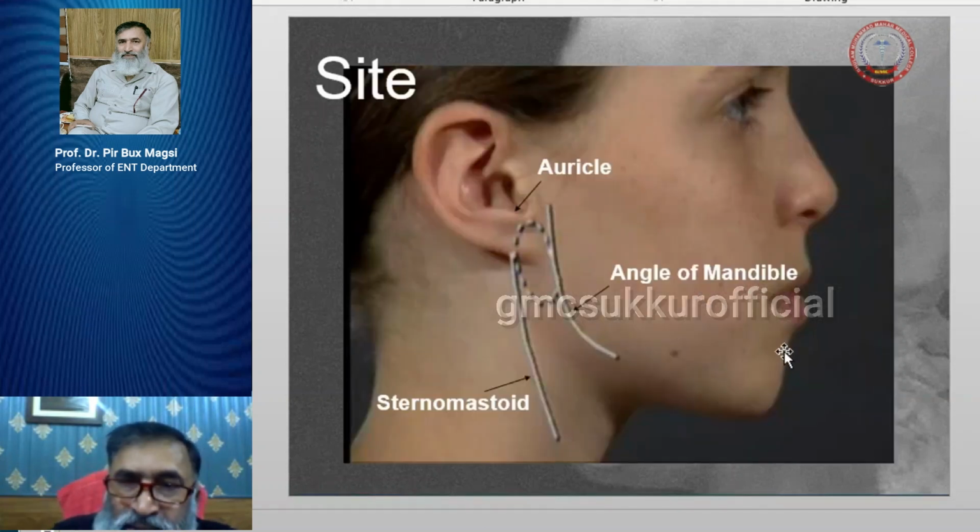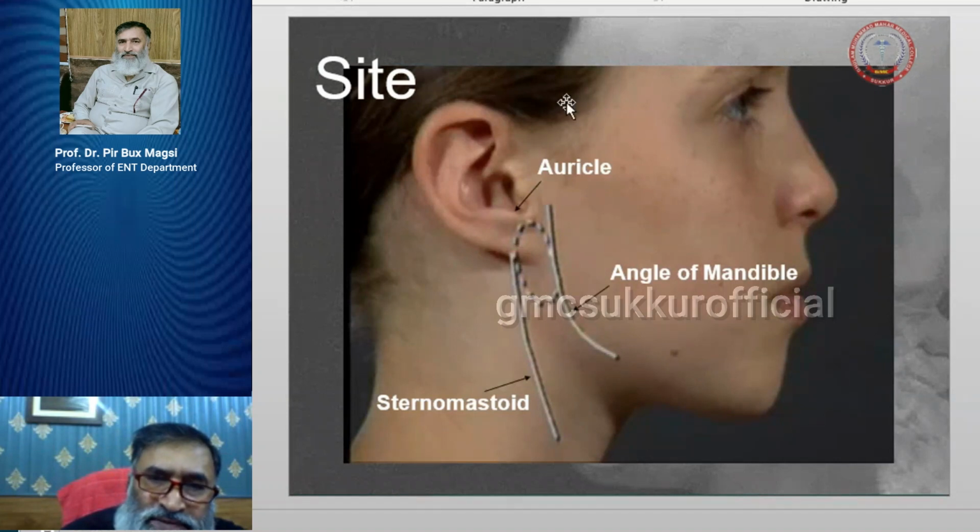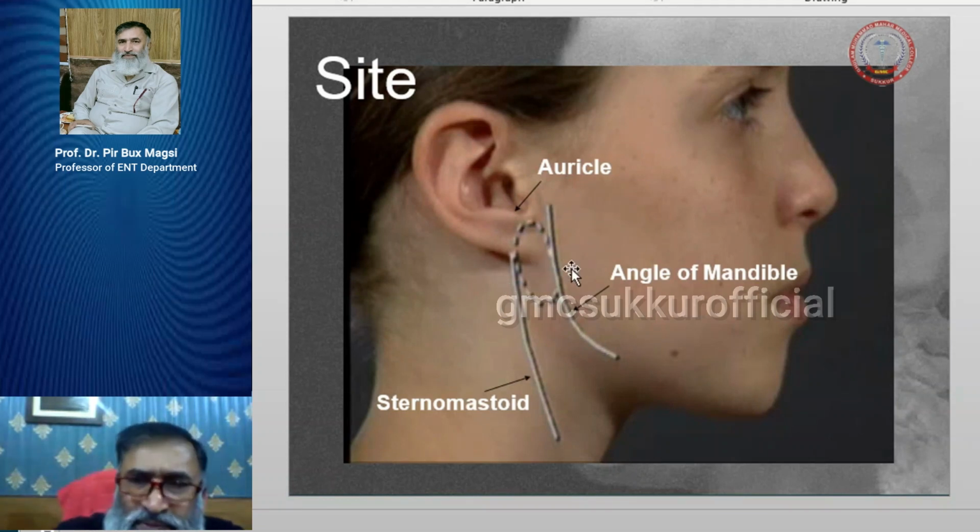Now this is the auricle, and this one is the tragus and lobule. This is the area of the parotid, just at the lower border of the tragus, lobule, and angle of the mandible. This is the area of the mandible. Posteriorly, this is the sternocleidomastoid muscle. So the posterior border of the parotid gland touches the anterior border of the sternocleidomastoid muscle up to the angle of the mandible, and this is the auricle. So this is the area where you have the parotid gland.